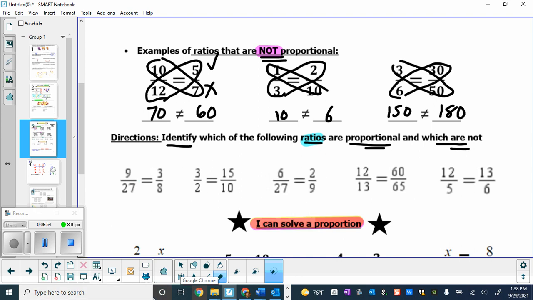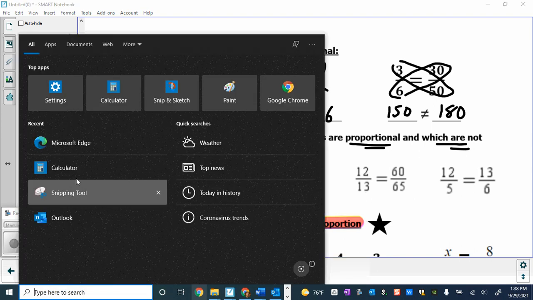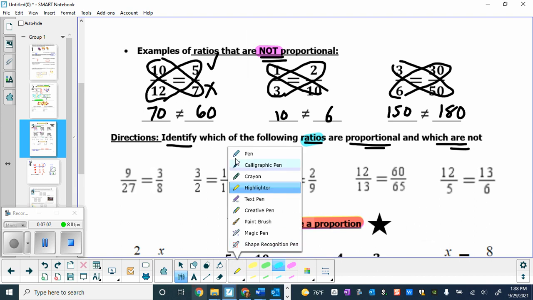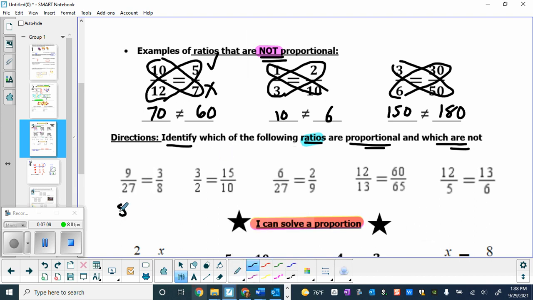If we cross multiply, a 9 times 8 is 72. And let's see what happens in the calculator if we do a 3 times 27. So 3 times 27 is an 81. We got an 81 for that one, and a 9 times 8 was a 72. So these here are not equal. This one is not proportional, okay? All right, now let's take a look at the next one.